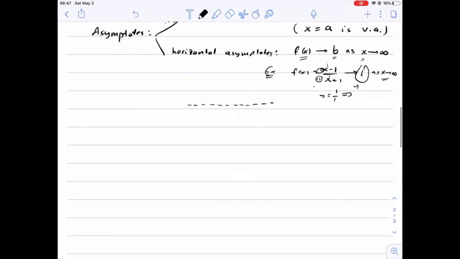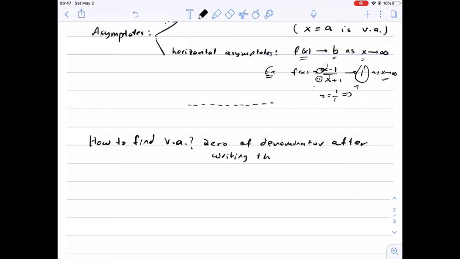Now, how to find the vertical asymptote? To find the vertical asymptote, if the function is written in the lowest term, then it's the 0 of the denominator. So this is the 0 of the denominator after writing the function in the lowest term.